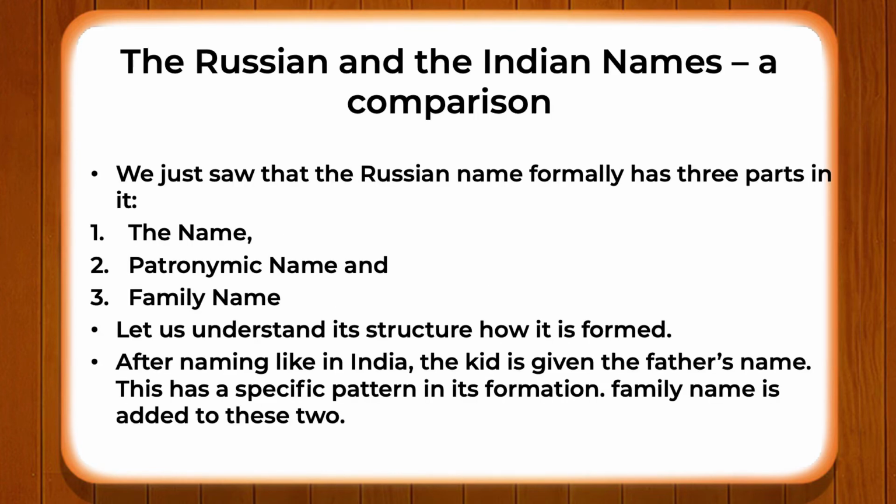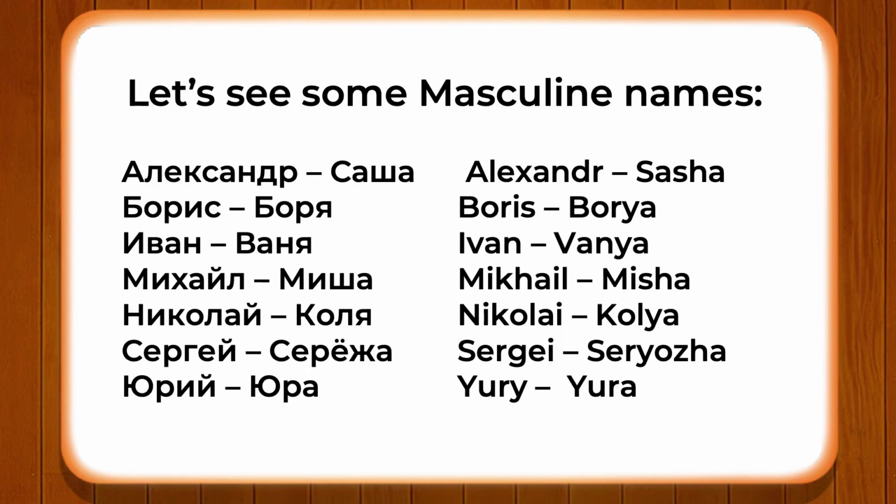Here are some Russian names that are common. The Russian names are full and shortened. As you know, the Russian names have three parts. One is the name, that is imya, otchestvo, which is the patronymic, and the family name or the last name, which is familia. Now let us see some names and how they are called, full names and shortened names. Alexander is the full form, Sasha is the shortened form.